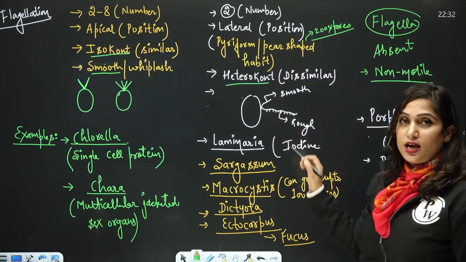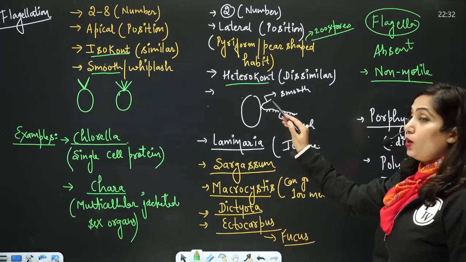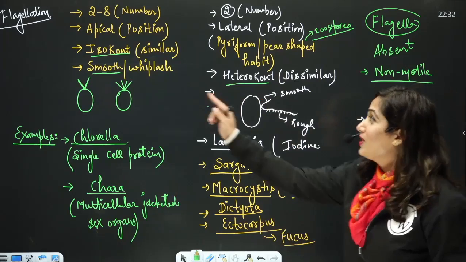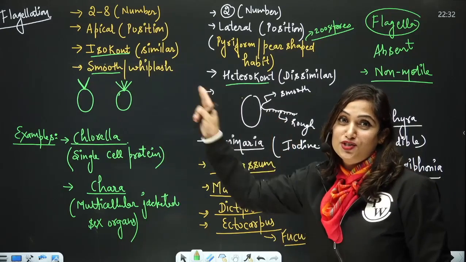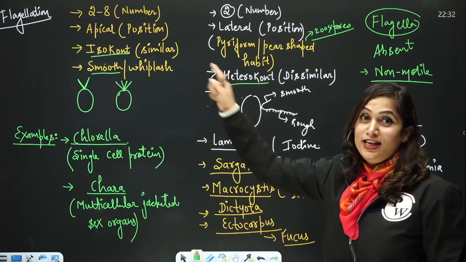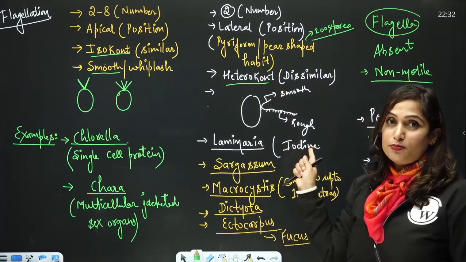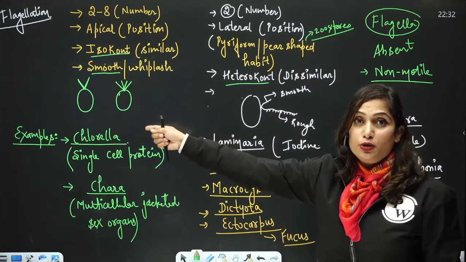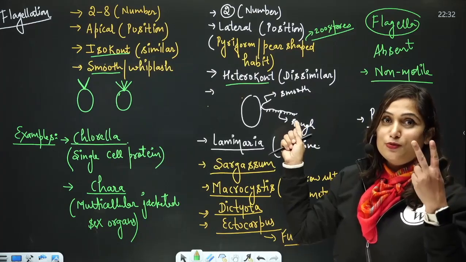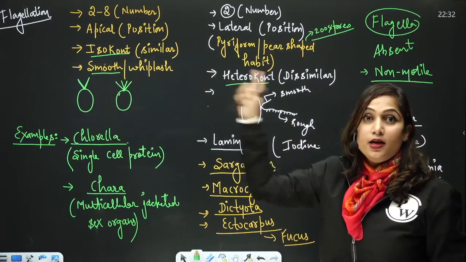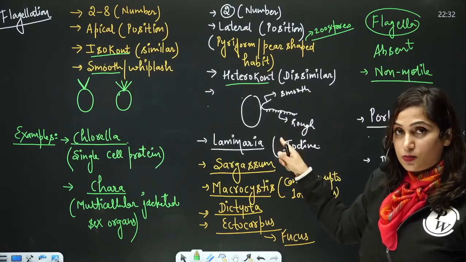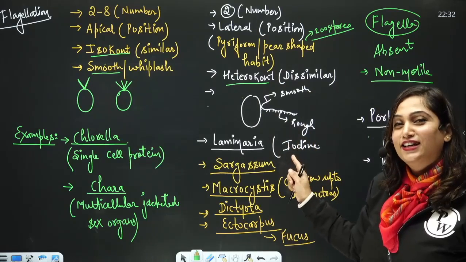The 2 flagella are dissimilar to each other, and one flagellum is smooth and the other is rough. So you can see the difference between the flagellation in green algae and brown algae. Here the position was apical, here the position is lateral, called pyriform habit. Here they can be 2 to 8, but here the number is always 2, biflagellated. Similar, dissimilar. Always smooth, but here the smaller one is smooth and the larger one is rough.